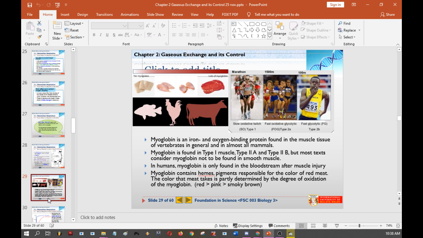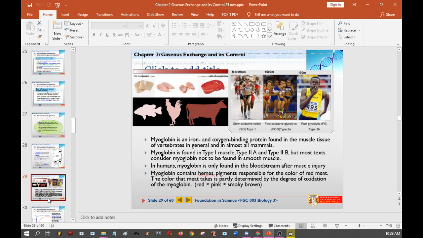As you can see here, in animals which have a lot of myoglobin, the meat will be red and rich. Other than that, when you cook them, the oxidation of myoglobin will usually make the meat turn from red to pink to brown. So what causes the color of the meat? It will be hemes.